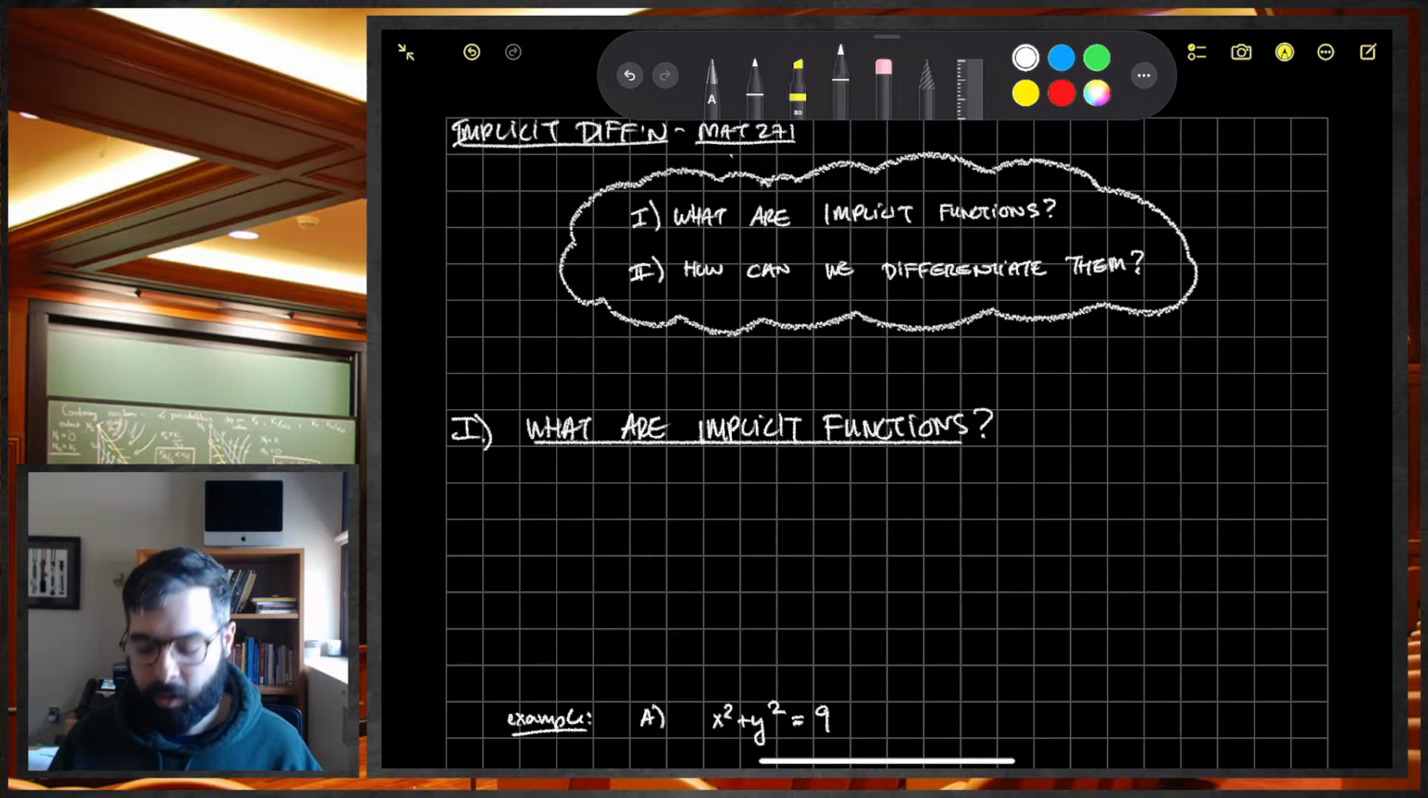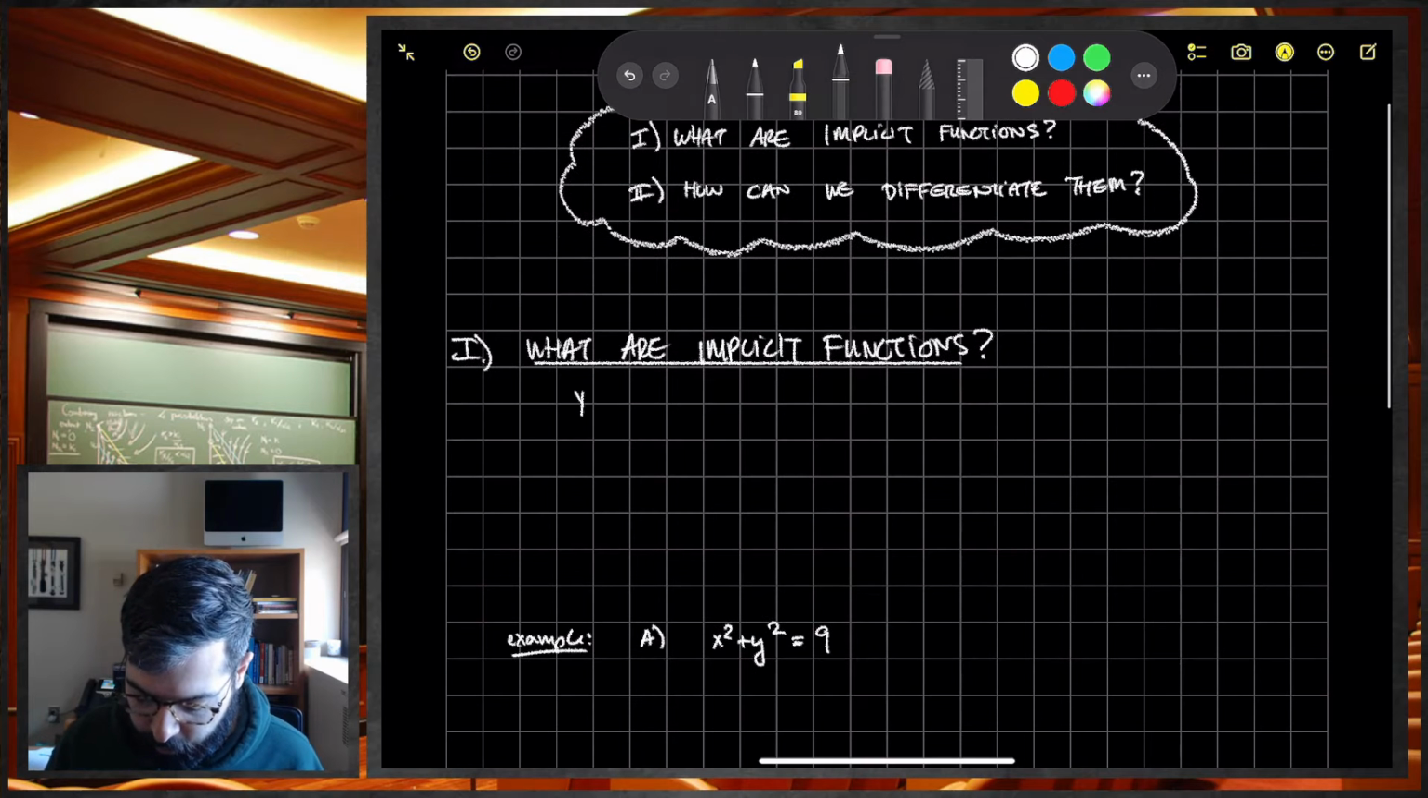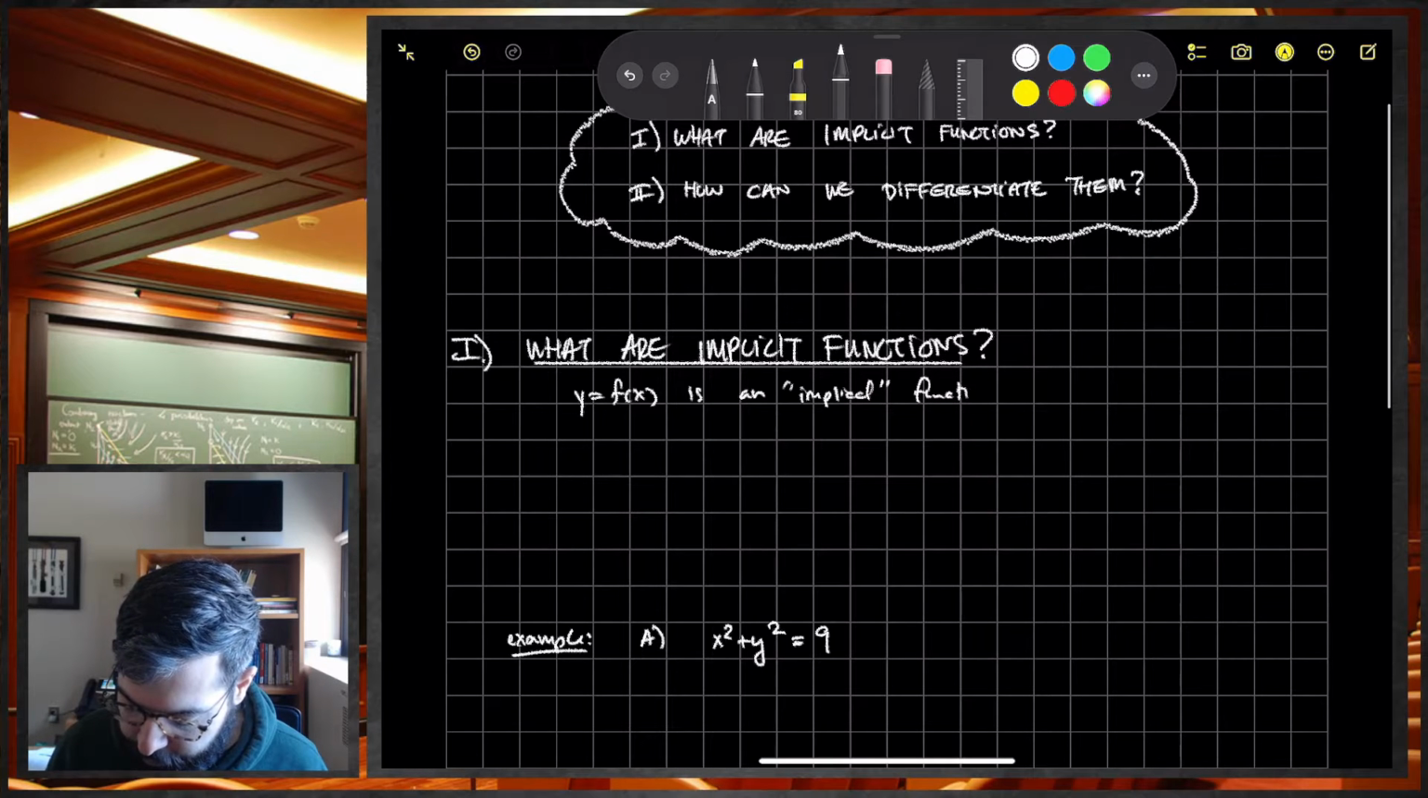So what are implicit functions, first of all? Implicit, from just common speak, means it's implied. It's an implied function. So y is an implied function of x, perhaps not meeting the definition of a function.